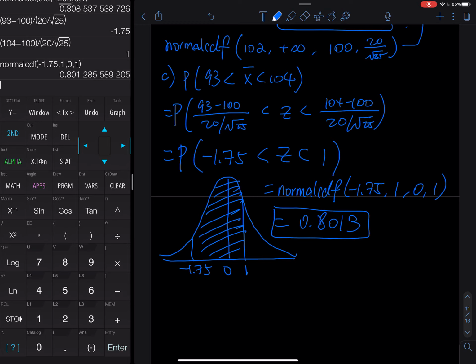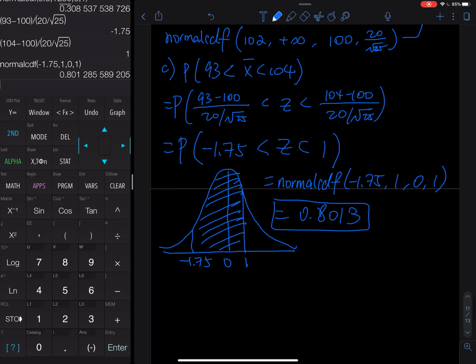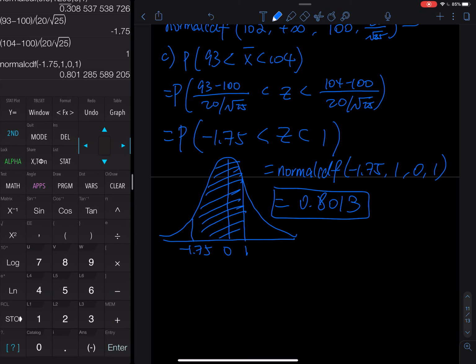So without showing any work, how do we get that? We take the 93 and the 104. So we do normal CDF, 93 to 104 before standardization, mean is equal to 100, standard error 20 over square root of 25. So that is one step to get to this answer.